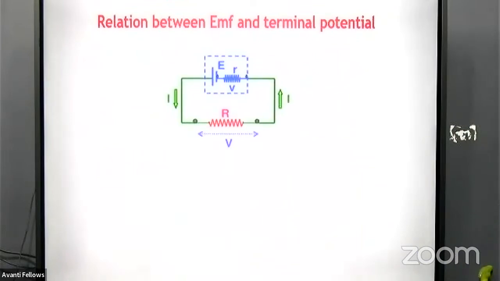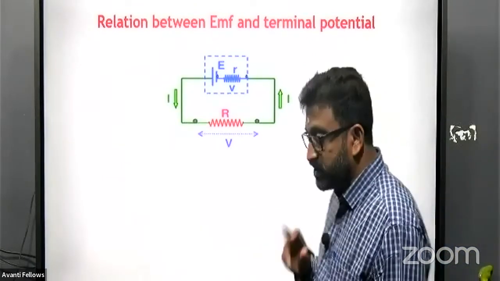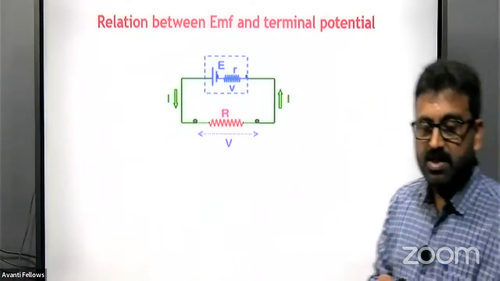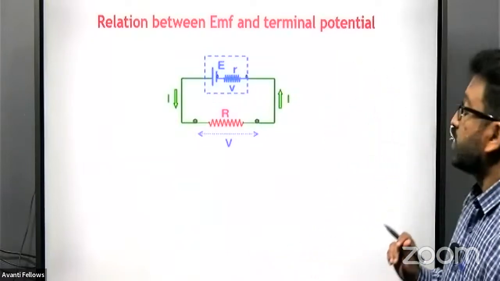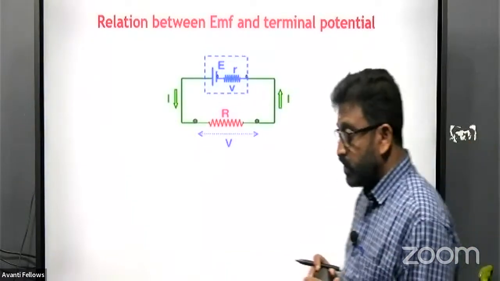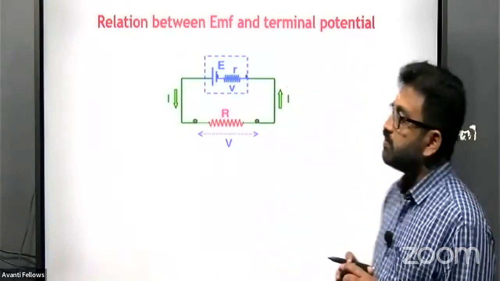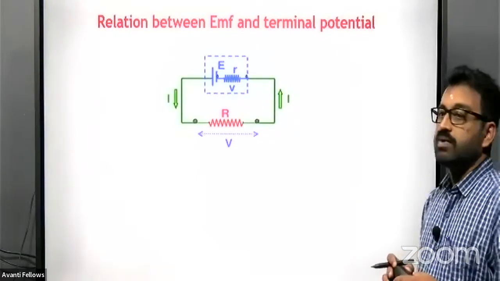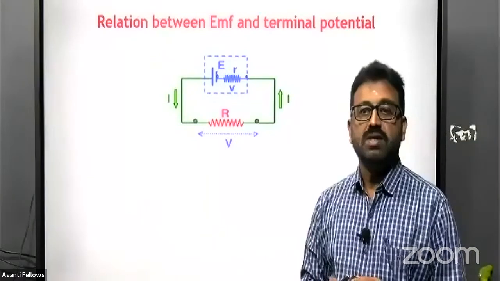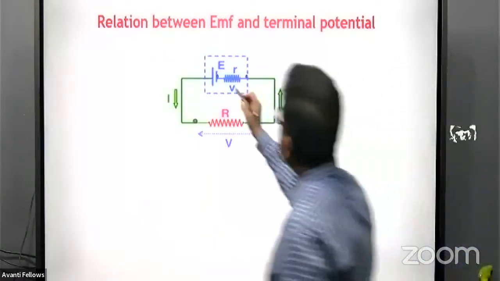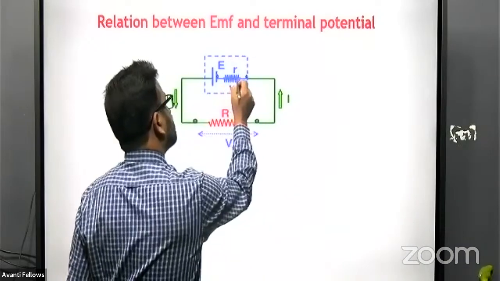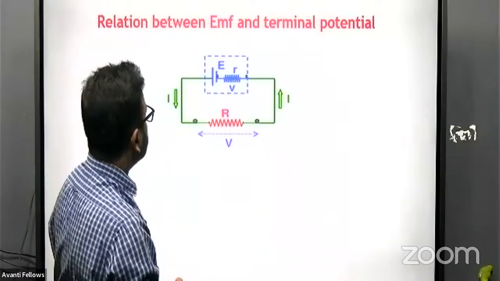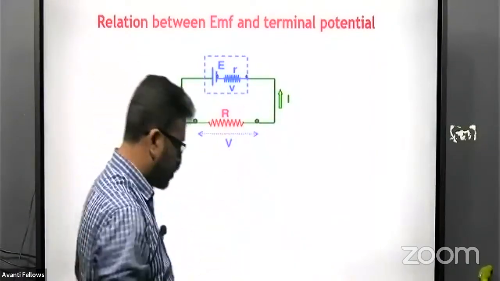Now, the relation between EMF and terminal potential. Remember, EMF is the open terminal potential, whereas potential difference is the product of current and resistance. So there must be a current in considering the potential difference, and for EMF, no current is required. It is the open terminal potential difference. See, there is a cell of EMF E and there is internal resistance of small r. The voltage is V and EMF is E, and the current is flowing in the anti-clockwise direction.